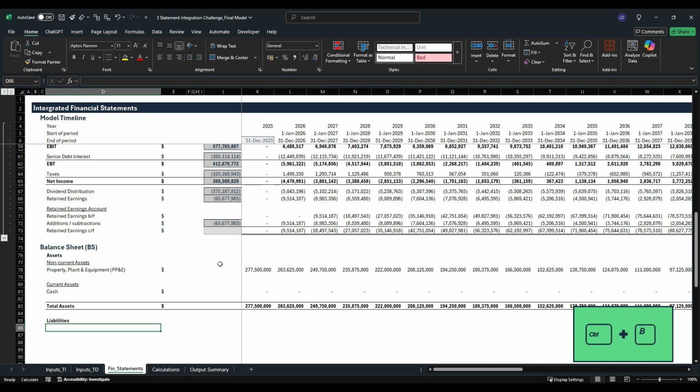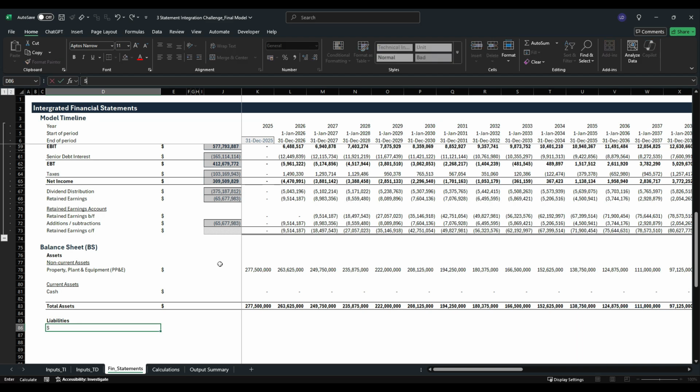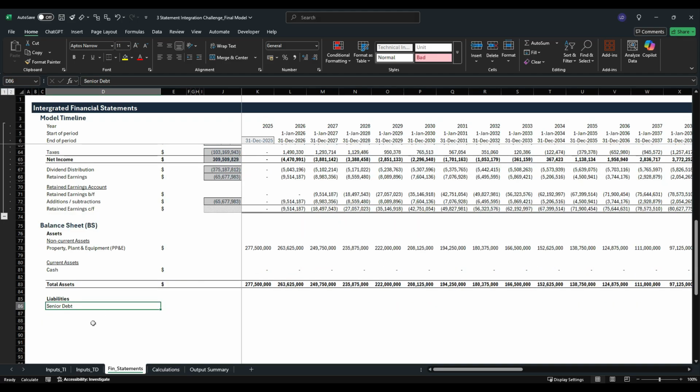Bold this. And again, we just have one liability, which is our senior debt. In our more advanced courses, you will see a bunch of different liabilities. But for this case study, let's just focus on the basics. So that's senior debt. And that will give us total liabilities. Dollar and dollar.